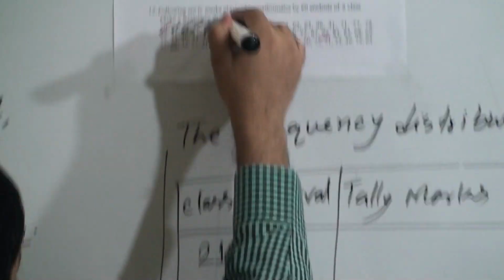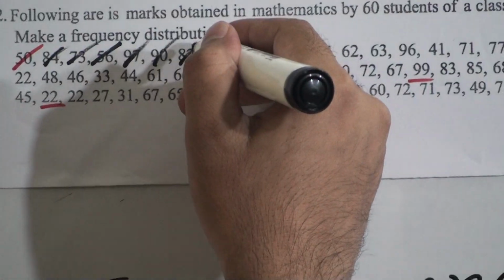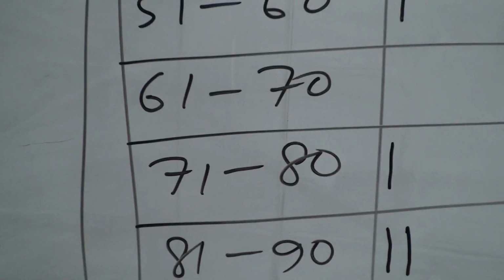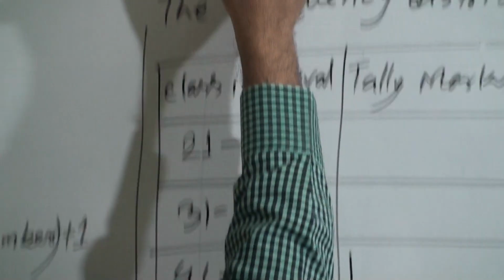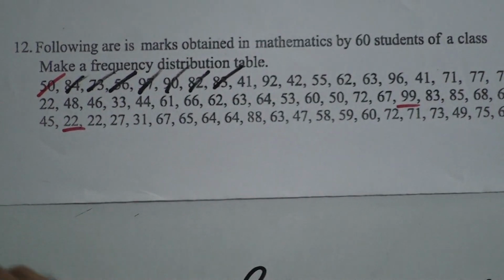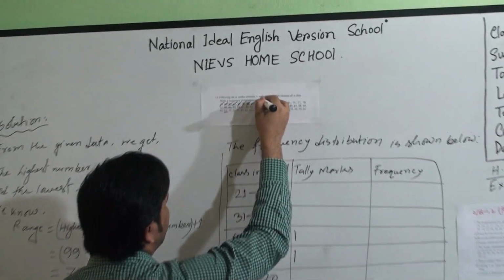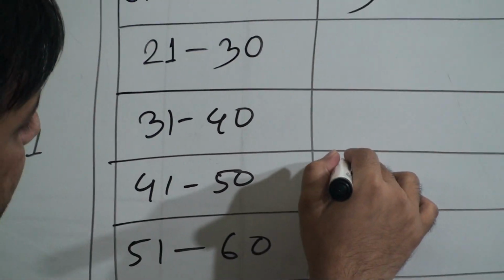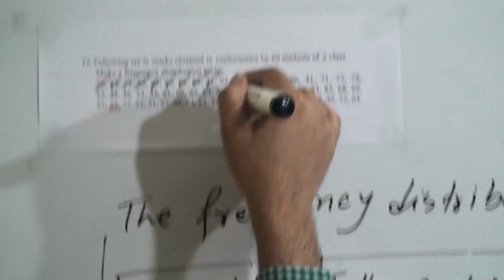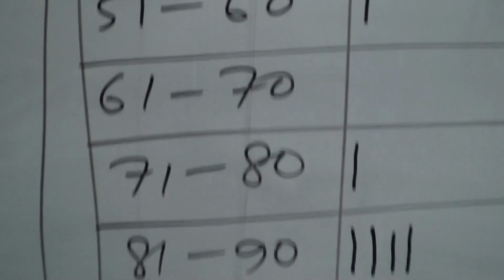Okay, then 90. Where is 90? It is in 81 to 90. Then 82, which is also in 81 to 90. Then 83, which will also be in that class. Now the next number, 41. Where is 41? It will be in the third class. Now the next number, 92. Where is 92? It will be in the last class.